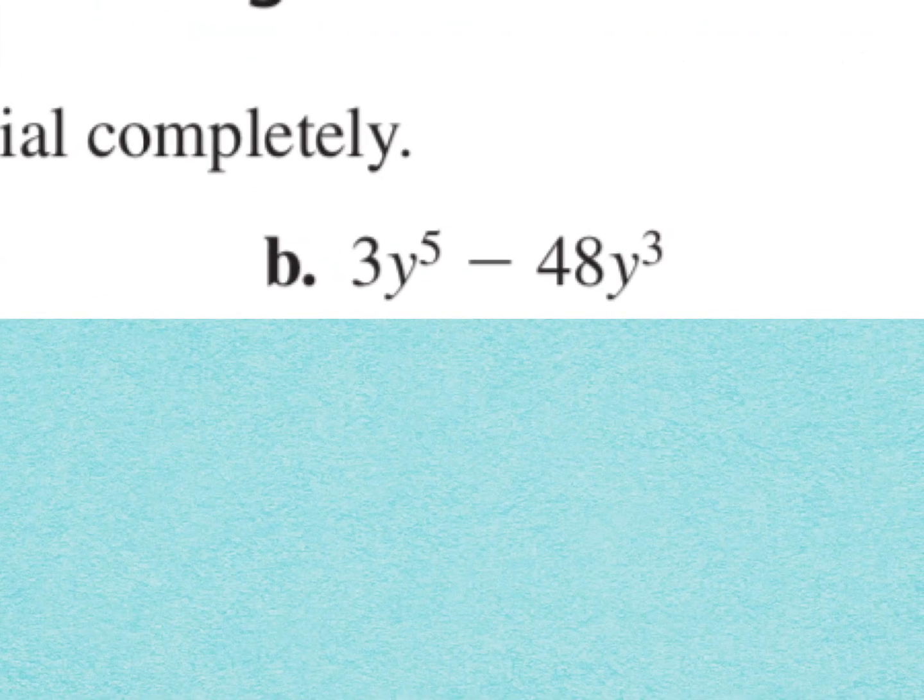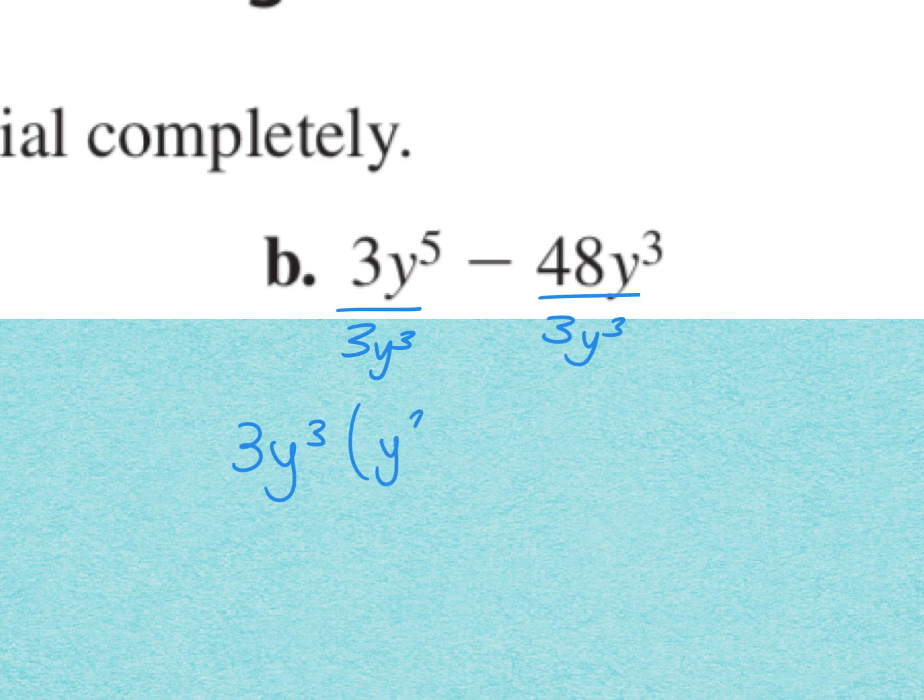All right, so let's look at B. First thing we look for is a GCF, right? Is there a letter and or number that goes into both of these terms? The whole number 3 and y to the third. So we're going to divide out 3y cubed. Did I take it out? Do I completely remove it? No, I just stick it out here in front. So 3y cubed. What's 3 divided by 3? 1, good. And then y to the fifth divided by y cubed is y squared. Minus, what's 48 divided by 3? 16, good. And then my cubes cancel.